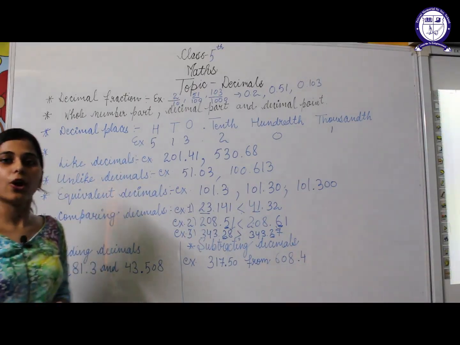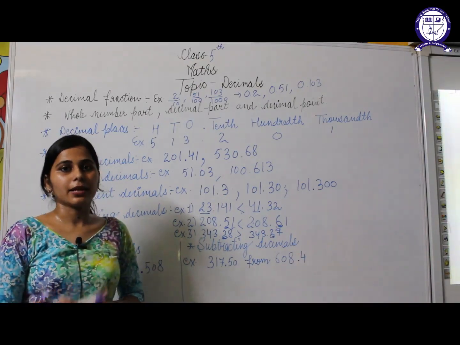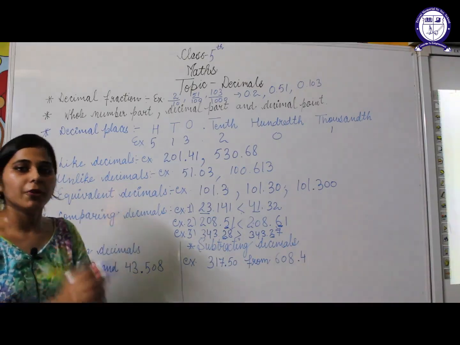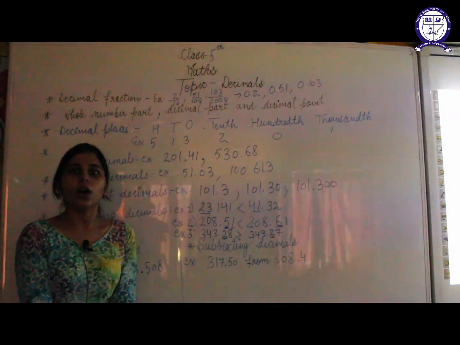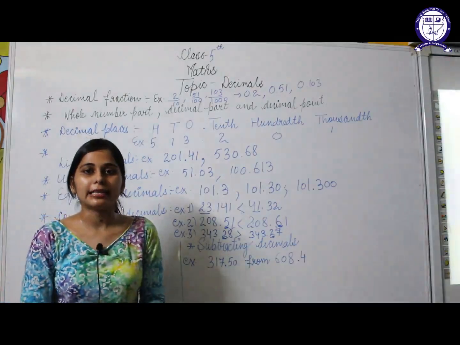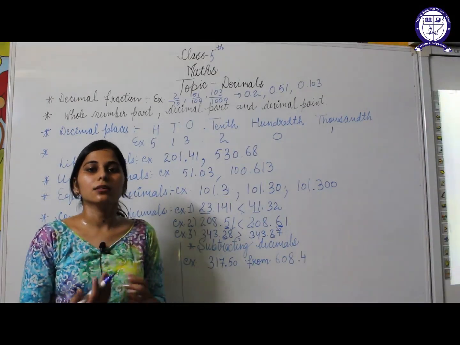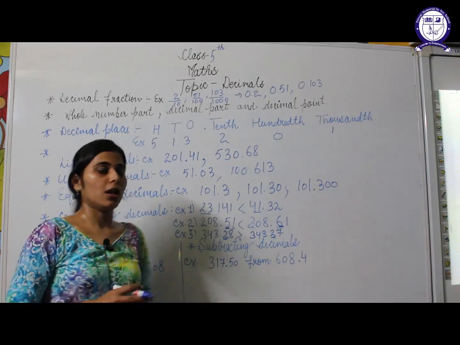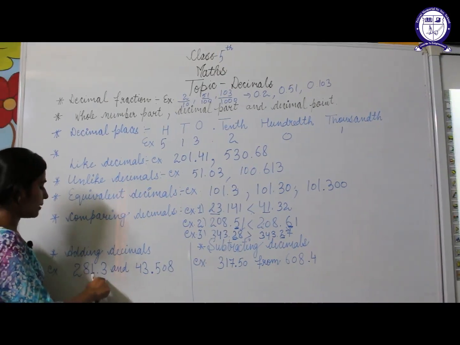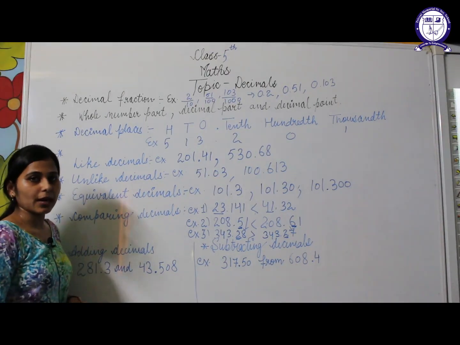Now we will apply the operations on decimals like addition, subtraction, multiplication and division. First of all, we will discuss adding decimals. Before adding or subtracting, students, you have to convert the given decimals into like decimals, which means you have to make the decimal parts equal in number of digits. So here we have an example of 281.3 and 43.508. We need to add both of these numbers.